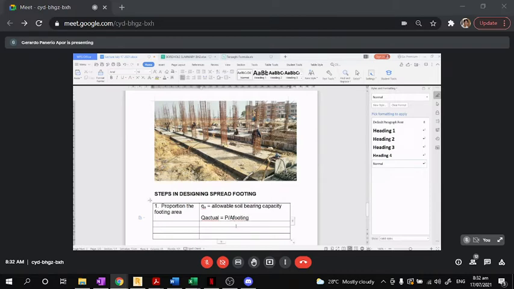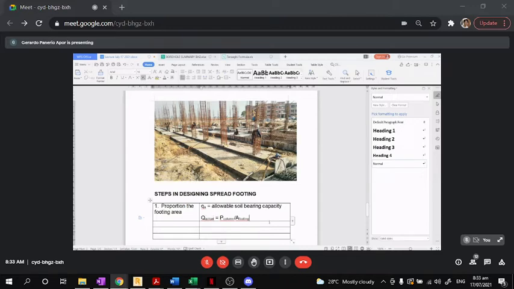The subscript is P of the column, the load of the column. You see here in the picture, the column sits on the footing. So the load of this column is the design pressure. So Q actual of the building is equal to the load of the footing divided by the area of the footing.